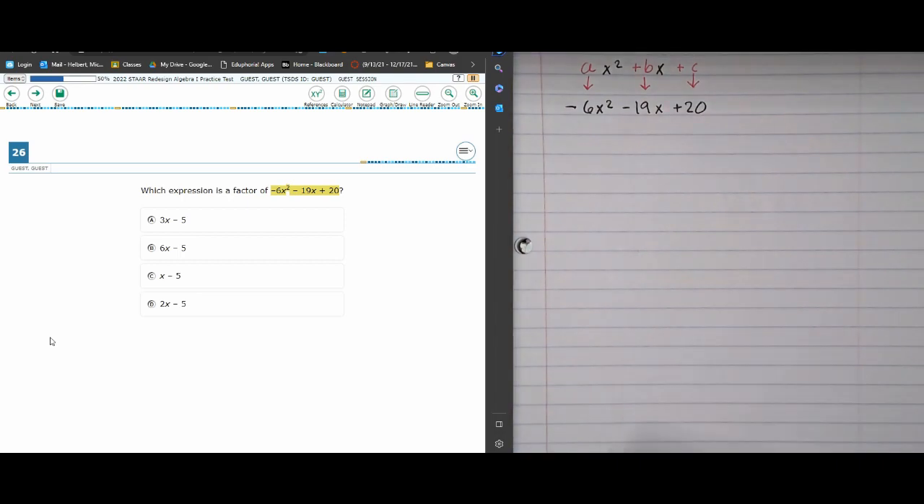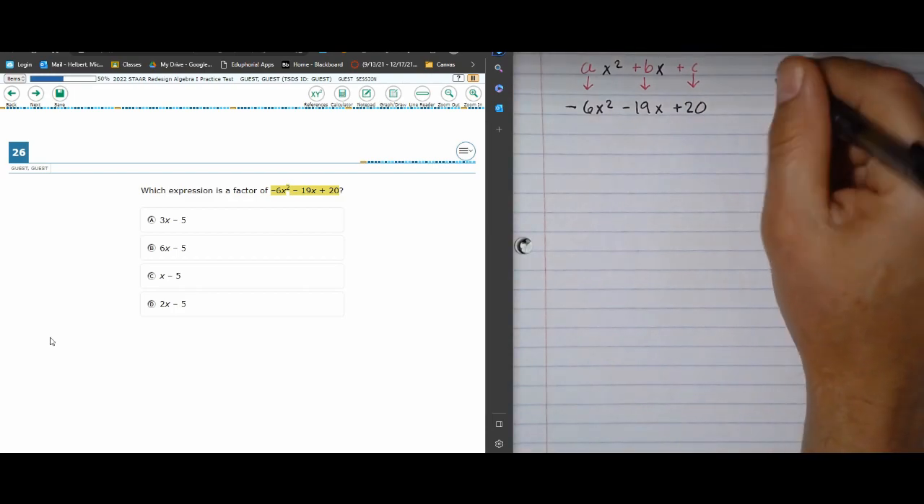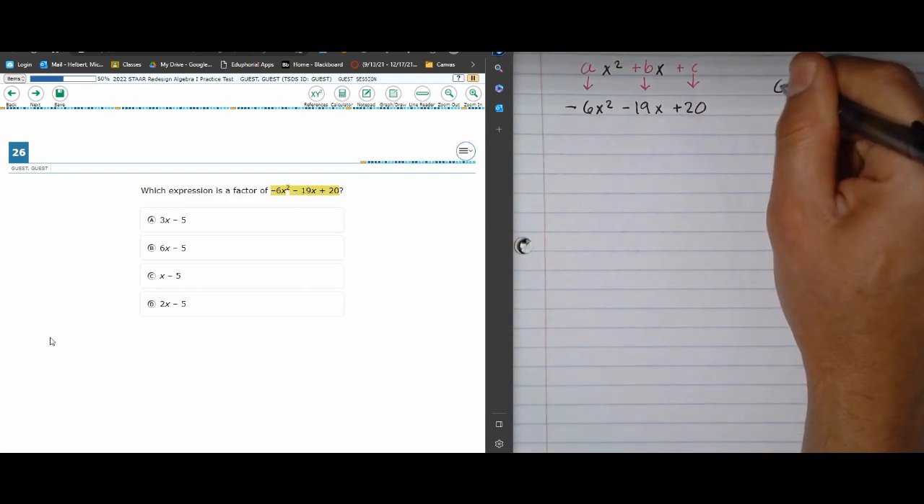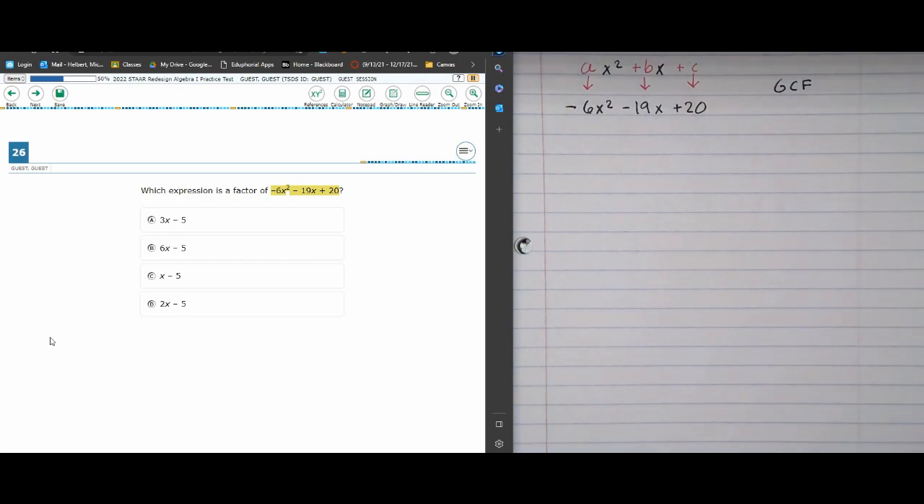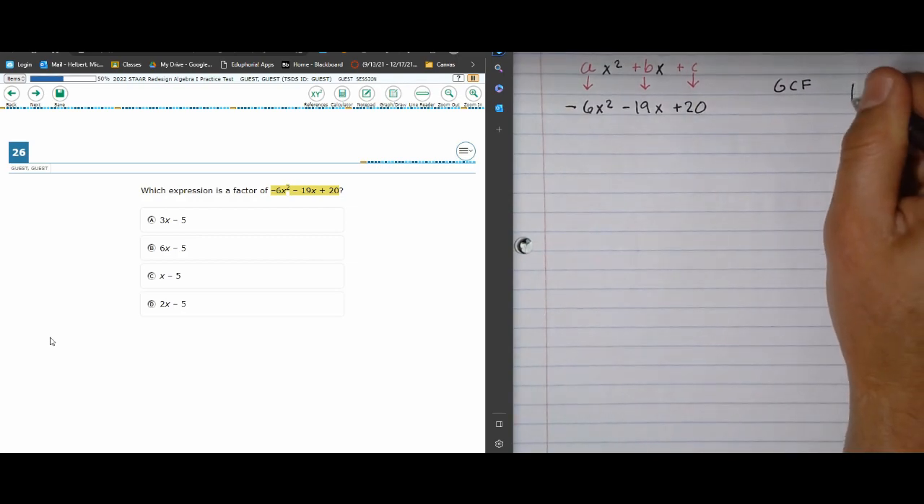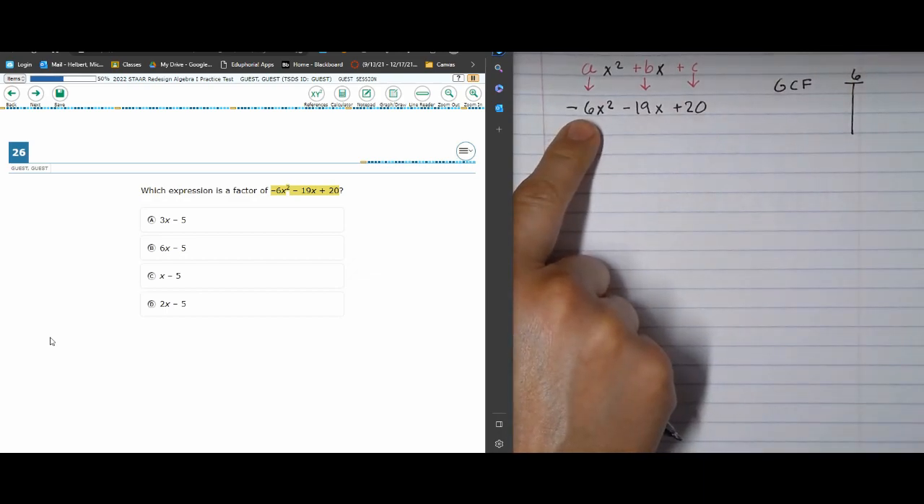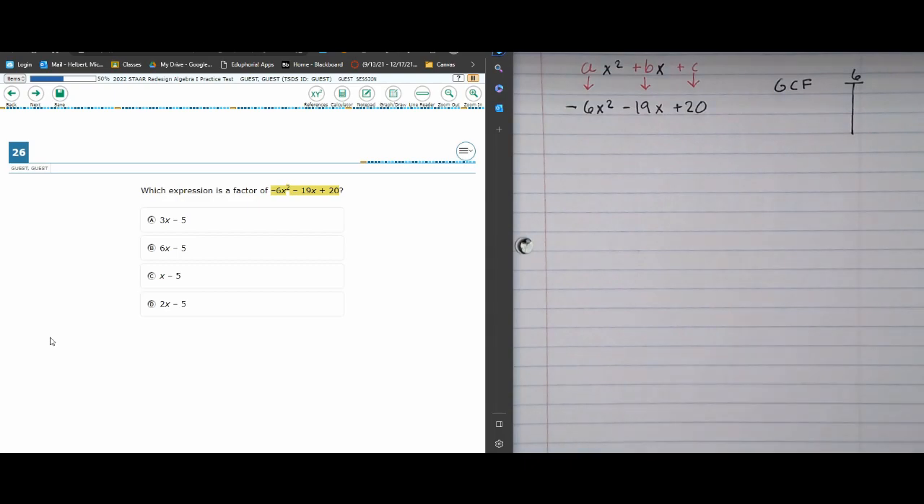So what we're going to be doing is we're going to go through our steps here. First, I'm going to go ahead and look at the factors of 6 and see if any of that can divide into 19 or 20, because we always want to get out our greatest common factor. Remember, we call greatest common factor our GCF. So does this have a GCF? Well, I'm going to find out. I'm going to look at my factors for 6. So I'm going to create a factor tree for a and see what they are.